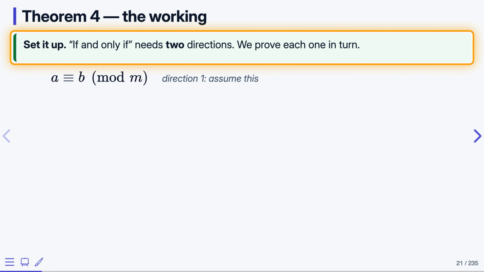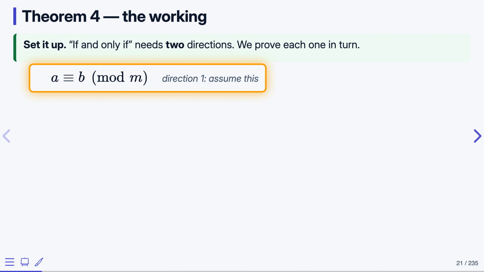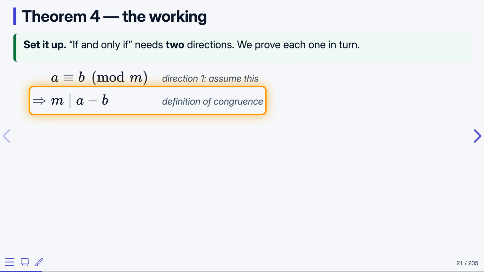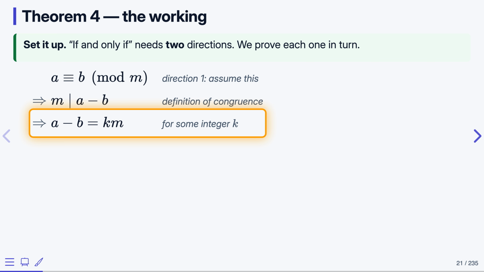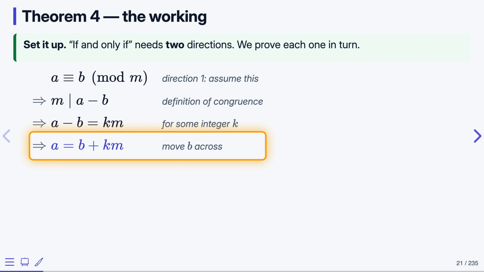And if and only if has 2 directions, so we set it up as 2 little proofs. This is the first one. Line 0, assume a is congruent to b mod m. Step 1, by the definition of congruence, m divides a minus b. Step 2, if m divides a minus b, then a minus b equals k times m for some whole number k. Step 3, move the b across to the other side. That gives a equals b plus k times m. Direction one is done.